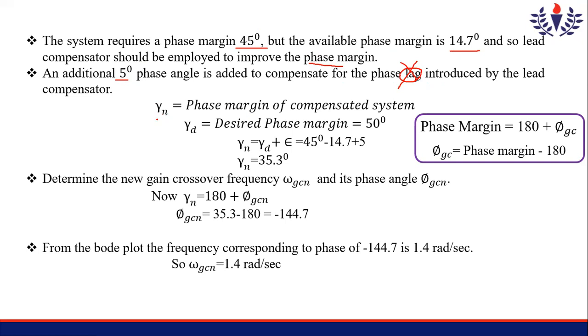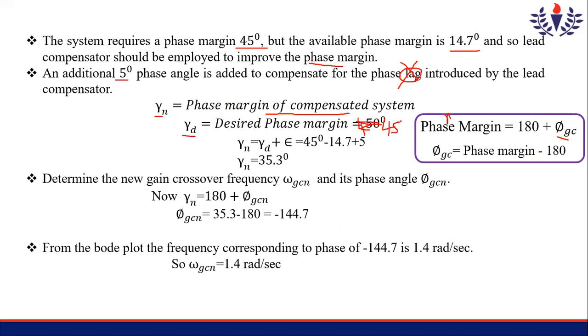So we take a few data: gamma n and gamma d, where gamma is the phase margin, equal to 180 plus phi gc. Phi gc is the phase angle at the gain crossover frequency. We find the phase margin from the Bode plot as 180 plus phi gc. Gamma n is the phase margin of the compensated system, and gamma d is the desired phase margin, that is 45 degrees.